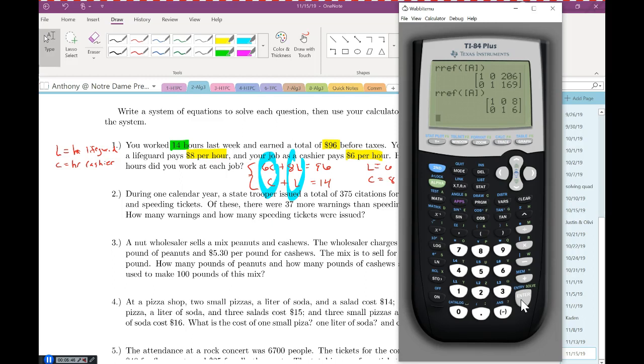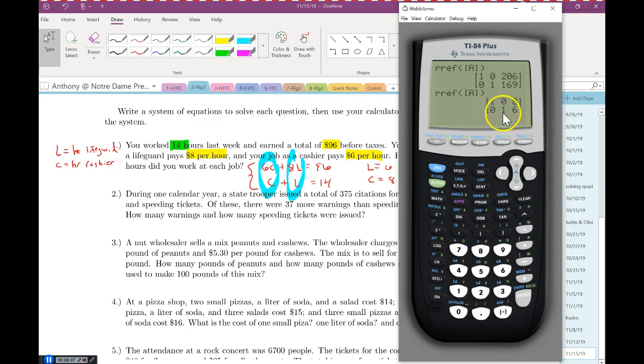The way I interpret that is I see 1C plus 0L is equal to 8. So C is equal to 8. And 0C plus 1L is equal to 6. Or just L is equal to 6. Everybody okay with that?